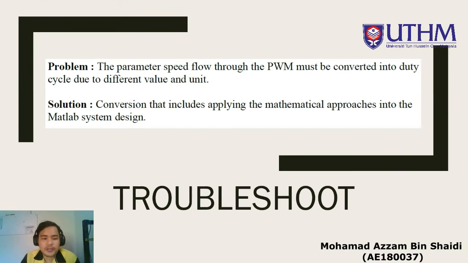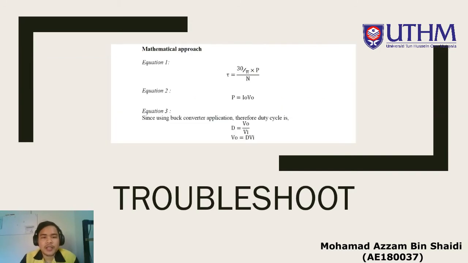Okay, for the troubleshoot, the problem is the parameter speed flow through the PWM must be converted into the duty cycle due to different value and unit. So the solution is conversion that includes applying the mathematical approaches into the magnet system design. Okay, we have equation 1, equation 2, and equation 3.